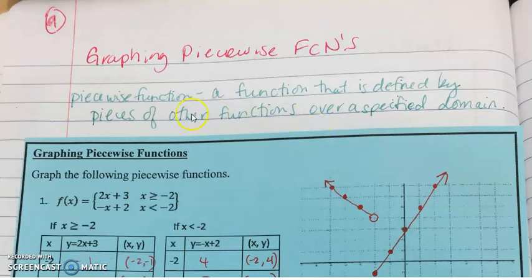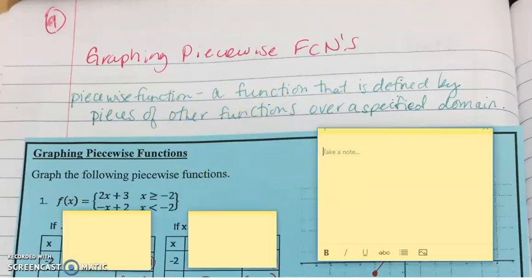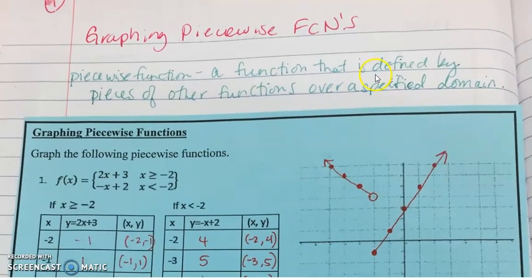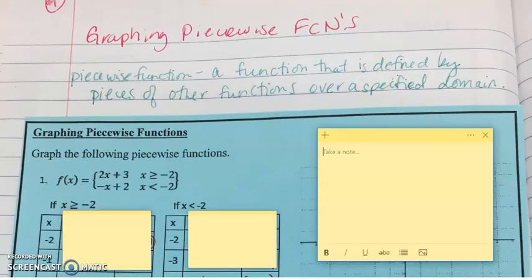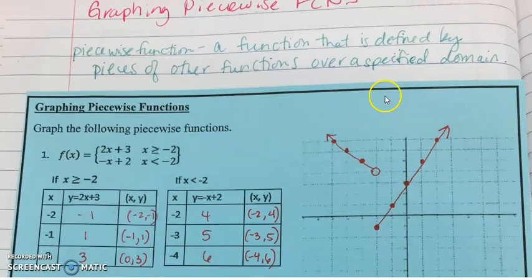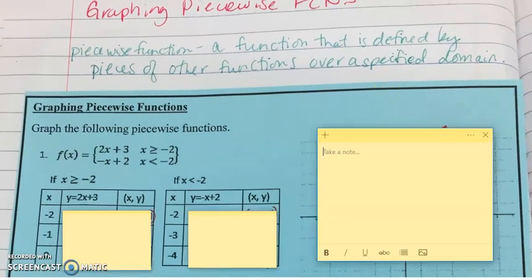And the definition of a piecewise function is a function that is defined by pieces of other functions over a specified domain. So what that means is it's not one particular function the whole time. It may be pieces of a function, like part of a parabola. It might be part of a square root function, part of lines, and so forth. And they put them together for specific domains.